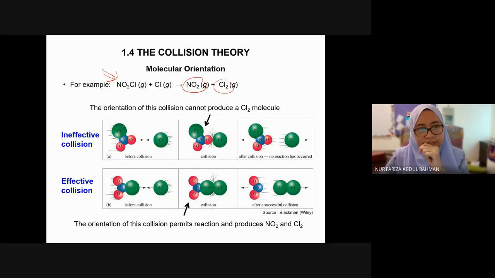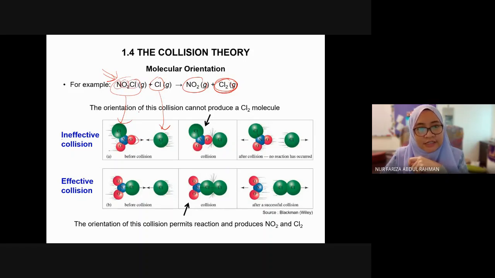So this is the NO2Cl. This is the Cl. So what do we want to produce? We want to produce Cl2. Just now the Cl was single. Now later as the product we want the Cl2 to be formed. That means for Cl2 to form, it has to collide with the Cl, not with the O. Here it is facing the oxygen. It has N, it has O, it has Cl.